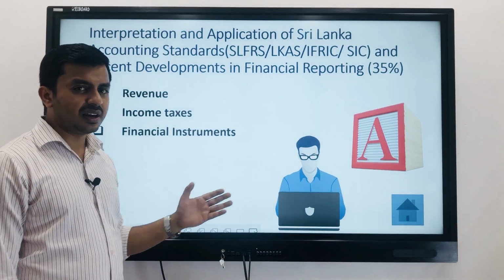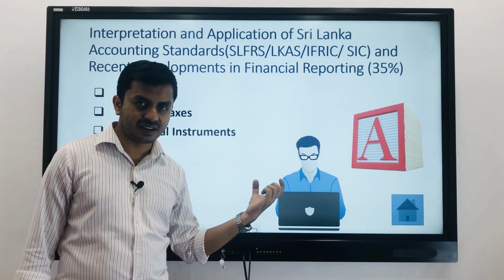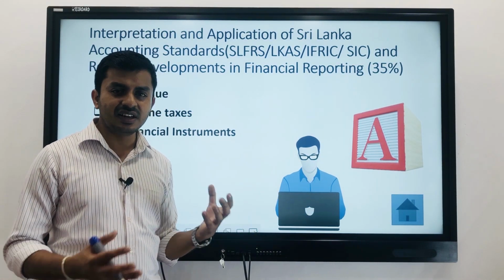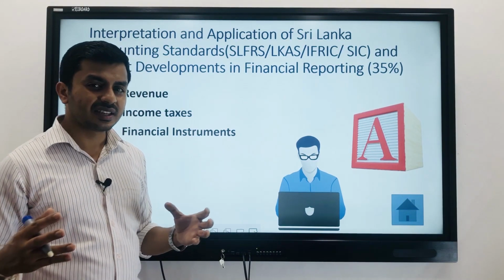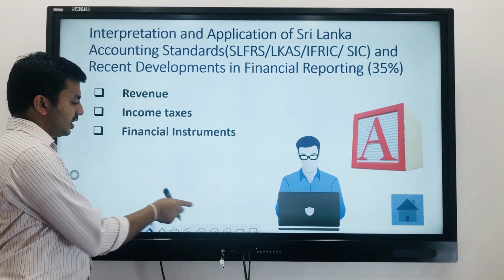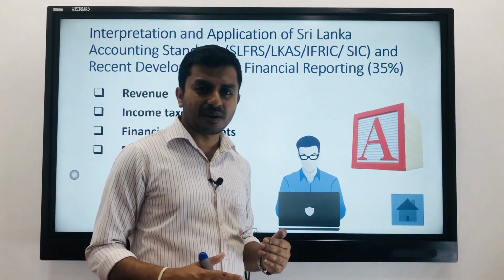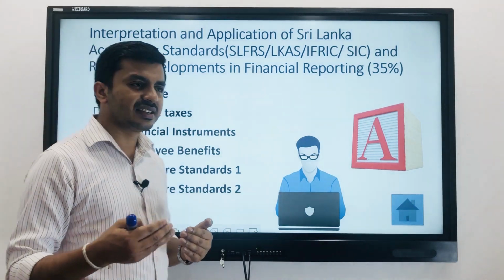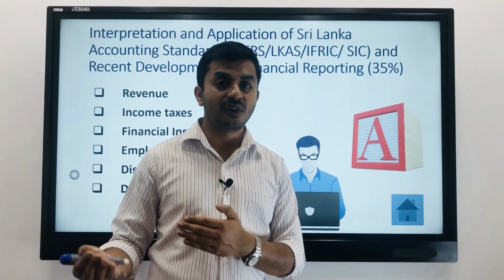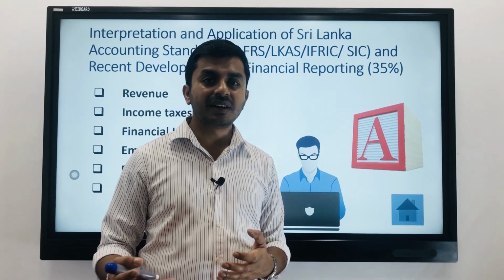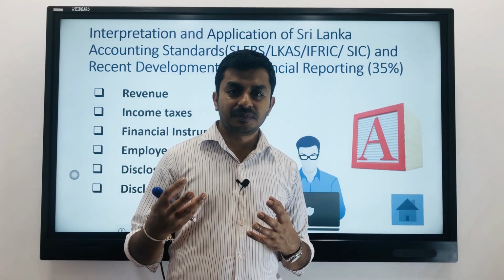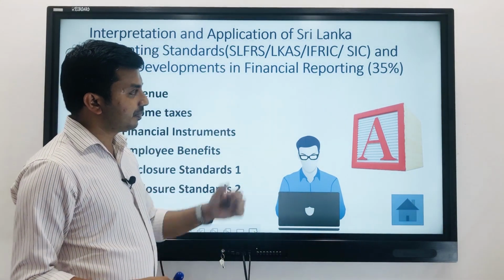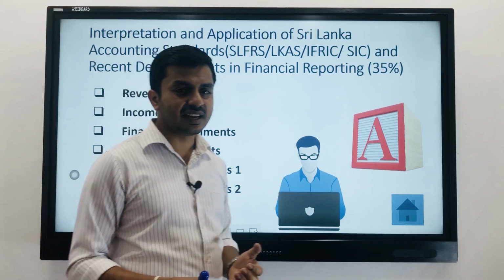And financial instruments. Under financial instruments a number of standards are covered, especially SLFRS 9, which we are going to discuss, and SLFRS 7, right? LKS 39. The combination of those standards will cover the financial instrument parts. And employee benefits, which comes under LKS 19. And the disclosure standards, basically there are disclosure standards relating especially to related parties, right? And segmental reporting. Those kinds of disclosure standards are there that we need to learn under the accounting standards and the other interpretations.